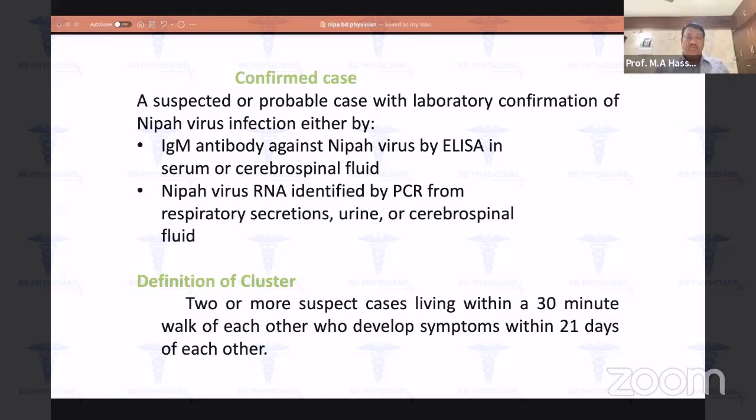And when there are 2 or more cases living within a 30-minute walk of each other who develop symptoms within 21 days, then we call it a cluster of cases.